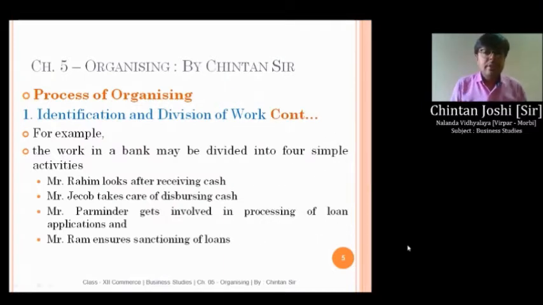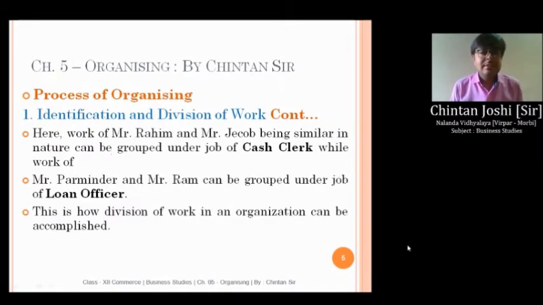In continuity of identification and division of work, there is one example to discuss with you. For example, the work in a bank may be divided into four simple activities. Mr. Rahim looks after receiving cash. Mr. Jacob takes care of disbursing cash. Mr. Parminder gets involved in processing of loan applications and Mr. Ram ensures sanctioning of loan. Let me continue with this discussion.